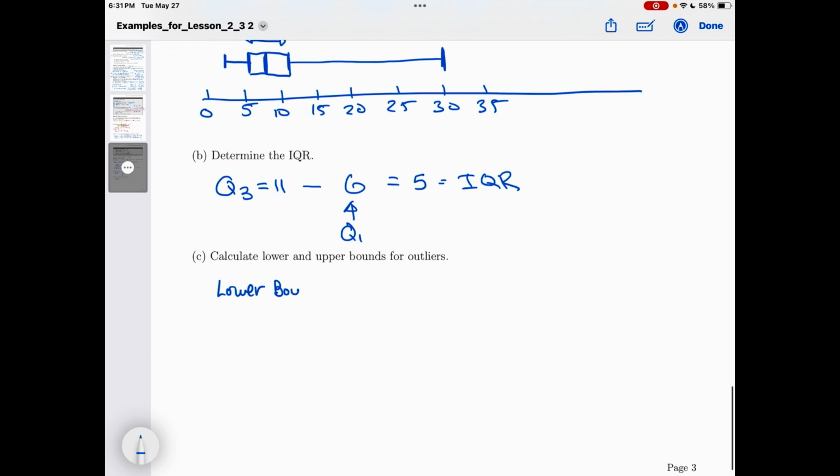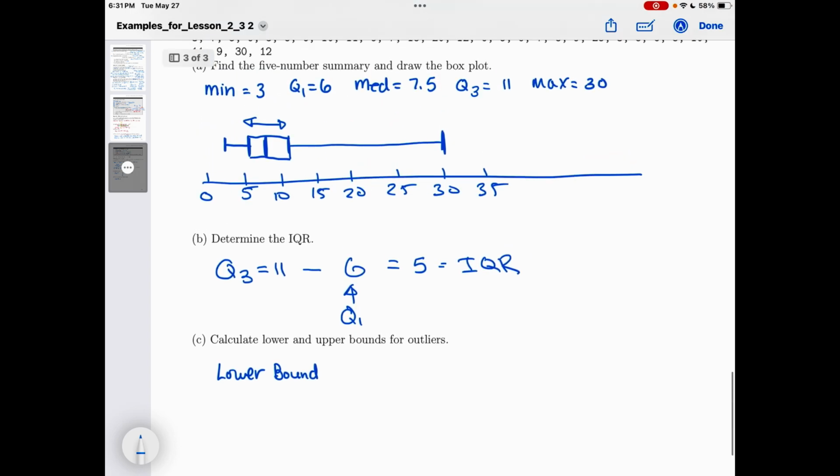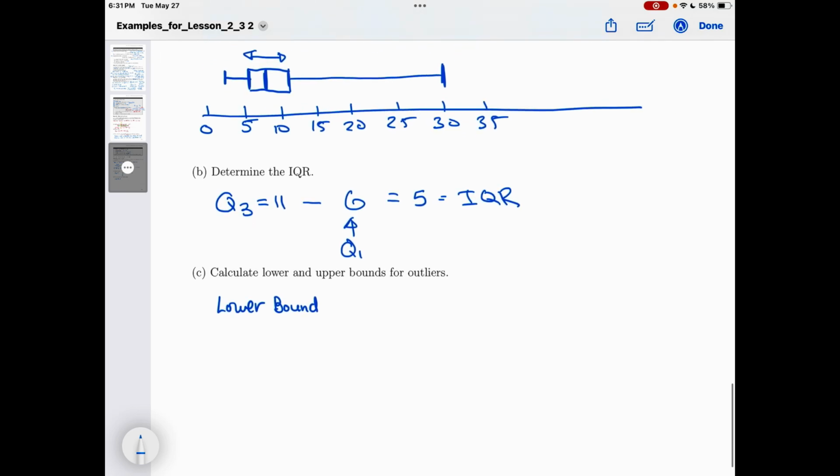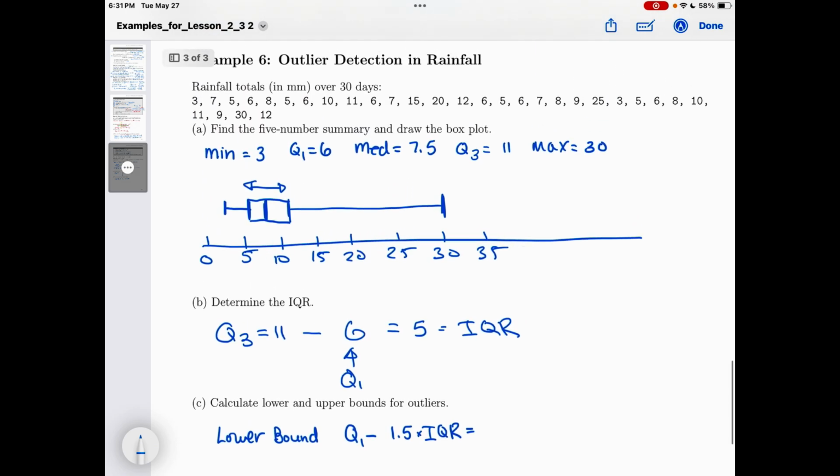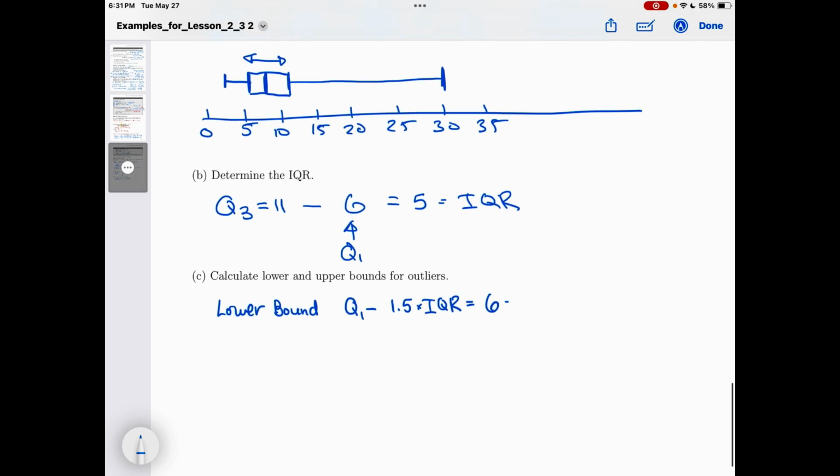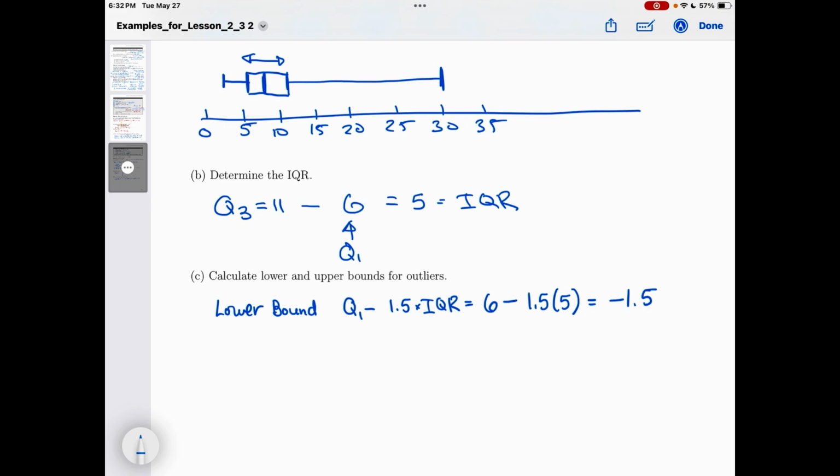So let's do that. For the lower bound, we have Q1, which was 6. So we have Q1 minus 1.5 times the interquartile range, which is 6 minus 1.5 times 5. When we work that on the calculator, we're going to get negative 1.5. Now let's check out the upper bound.